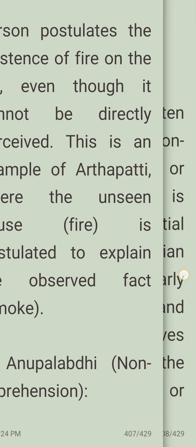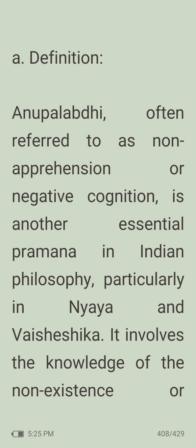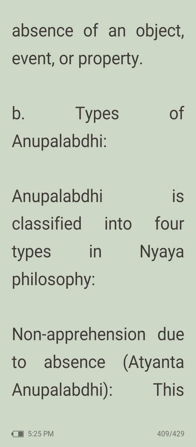Then anupalabdhi, non-apprehension, often referred to as negative cognition, is another essential pramana in Indian philosophy, particularly in Nyaya and Vaisheshika. It involves the knowledge of the non-existence or absence of an object, event, or property. Types of anupalabdhi: anupalabdhi is classified into 4 types in Nyaya philosophy.